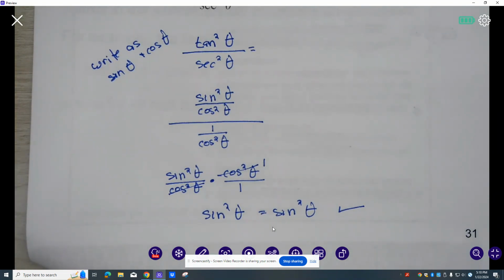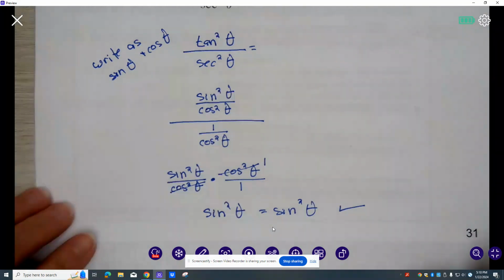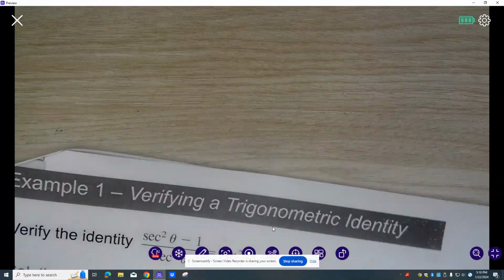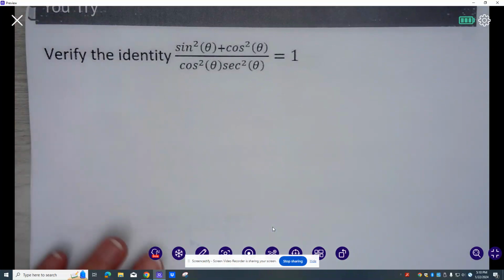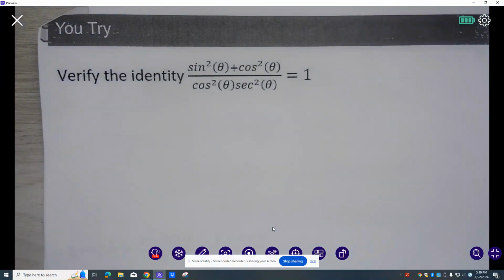All right, so that's kind of how they go. You just have to try some stuff, which you're going to do now. Hang on, let me get to your turn. All right, so this is the one that you're going to try. I want you to write that down and pause the video and then come back and look at the solution. You need to try these on your own. Please don't just copy it and not try it first.